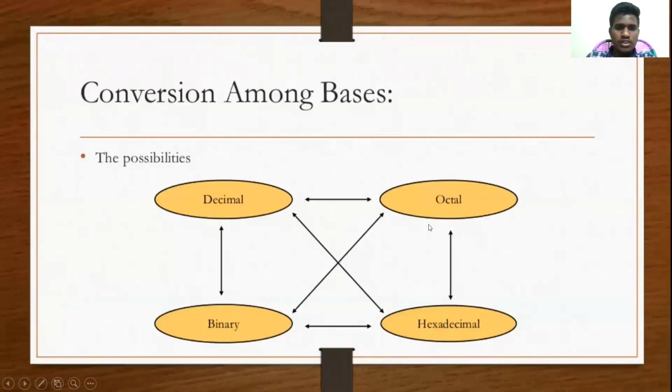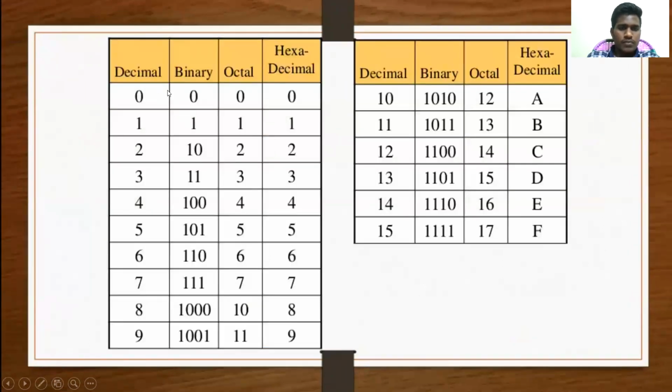So let's enter into the conversion among bases, that is, the different conversions between these number systems. For example, decimal to octal, octal to decimal, decimal to binary, binary to decimal, binary to hexadecimal, hexadecimal to binary, hexadecimal to decimal, octal to binary, and binary to octal. There are different conversions in this number system. Let's remember this table.